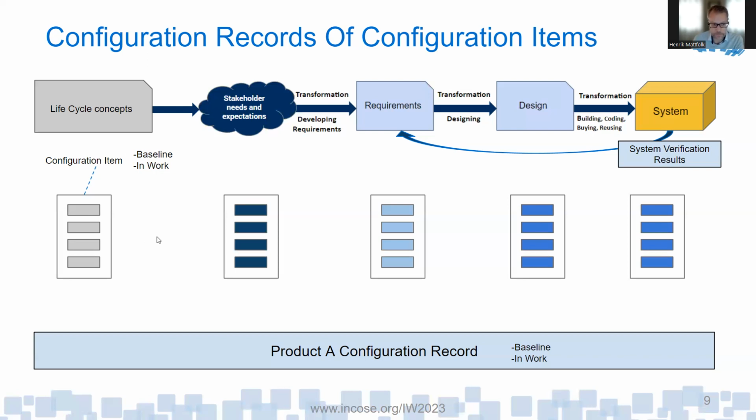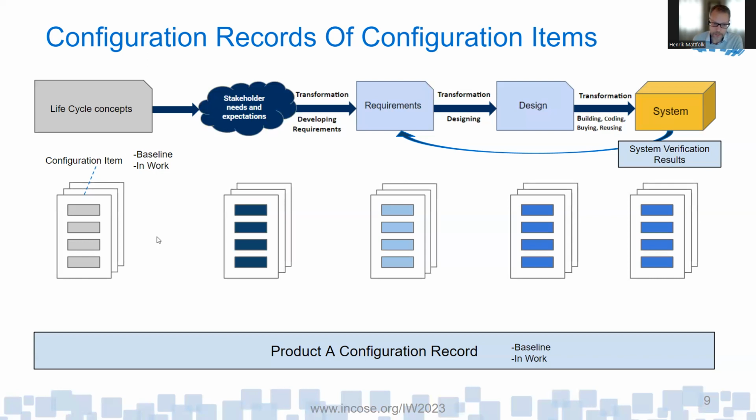Of course, these configuration items will come in many different versions. Maybe you create versions of requirement sets that go into different configurations. If you talk about life cycle concepts, we have many of those that we include in a configuration and choose to support. Again, these can be baselines, or they can be in-work versions.